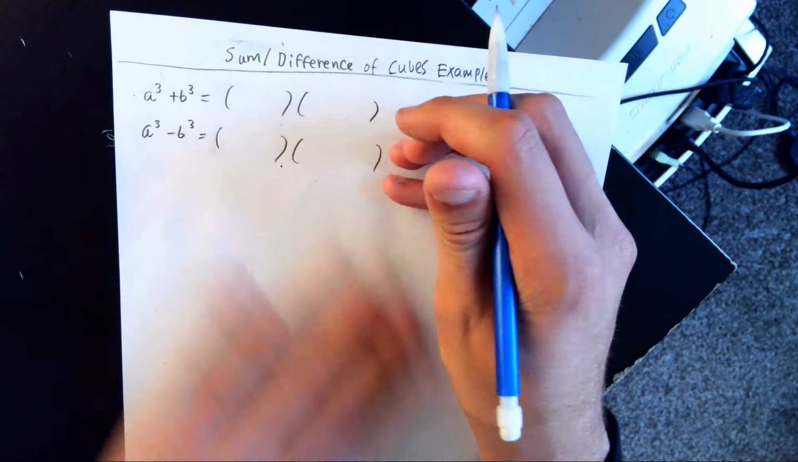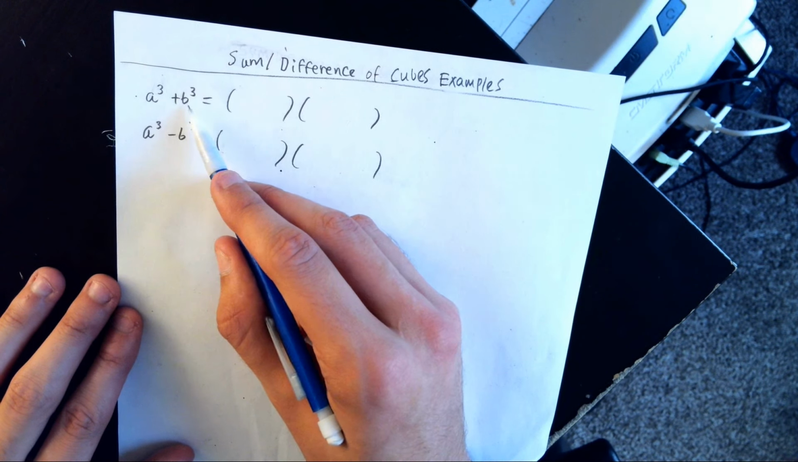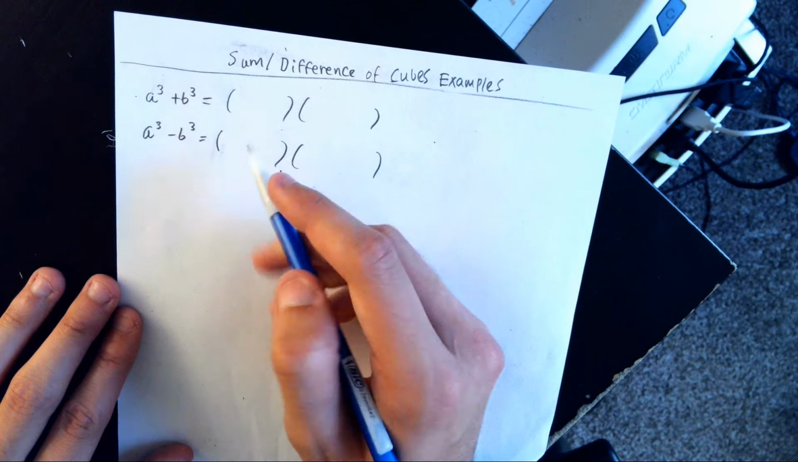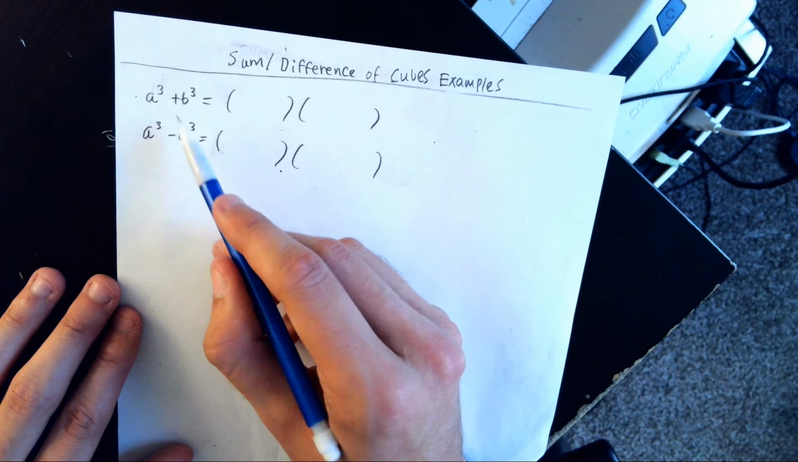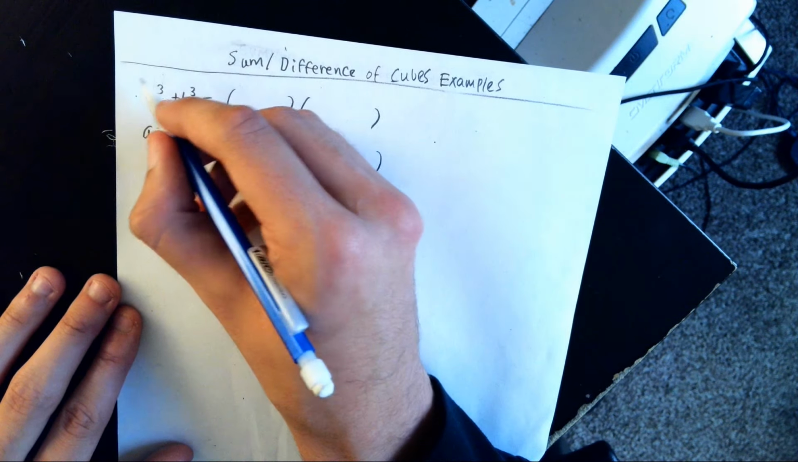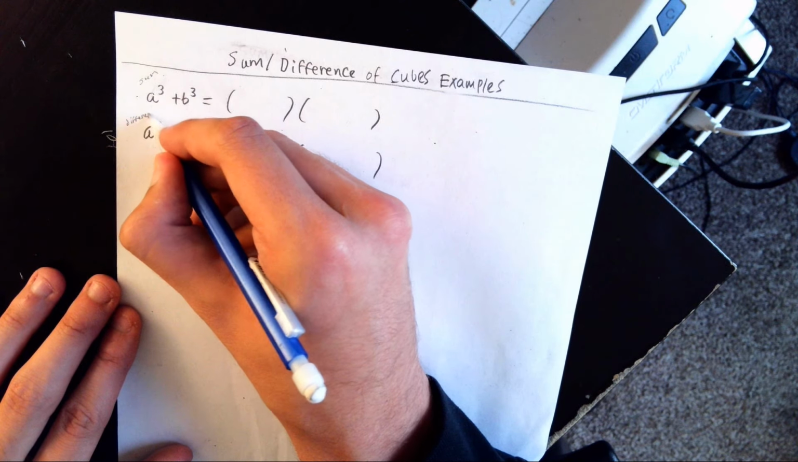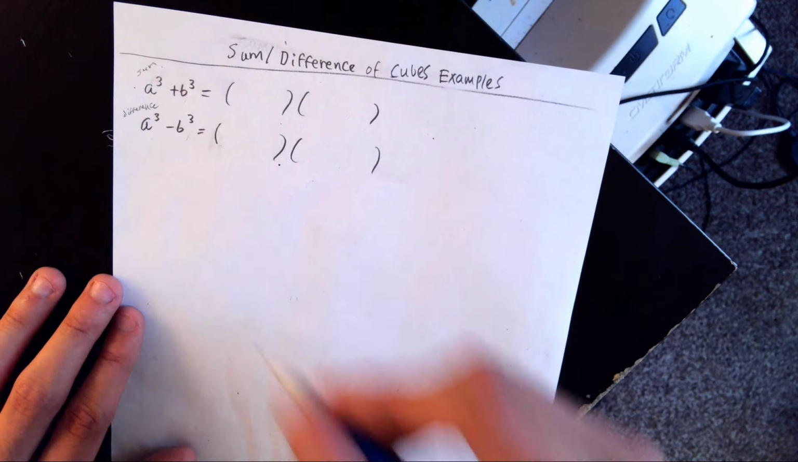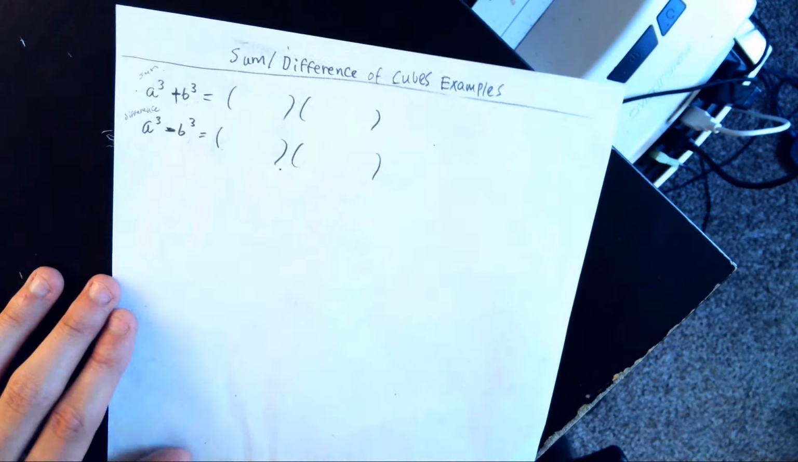In this video I'd like to introduce how we can memorize the sum and difference formulas for factoring sums and differences of cubes. Notice we've got a cubed plus b cubed, and a cubed minus b cubed. This is our sum of cubes. This is our difference of cubes. So sum, plus sign; difference, minus sign. Let's get into it.